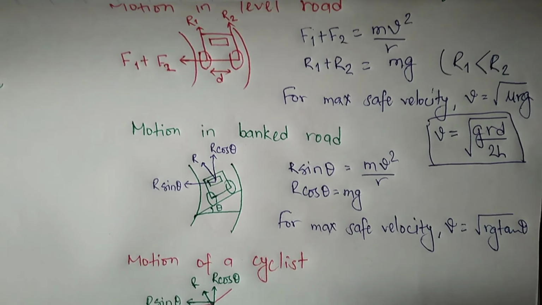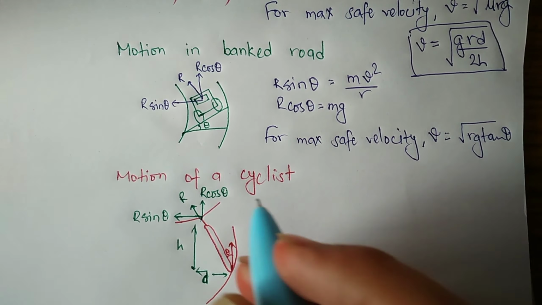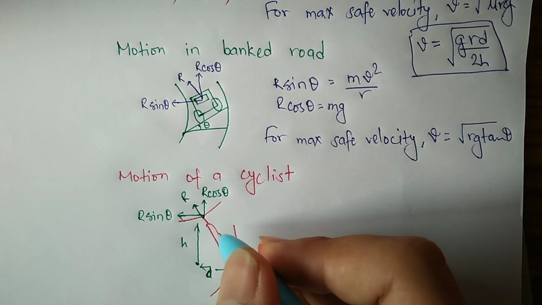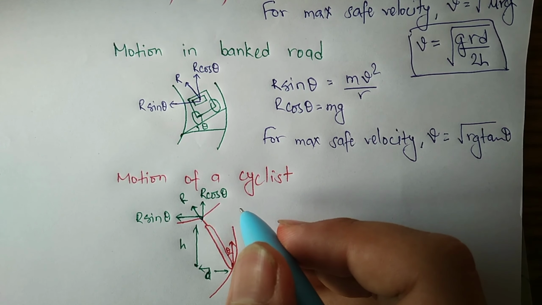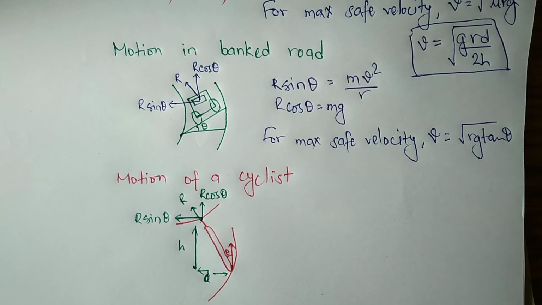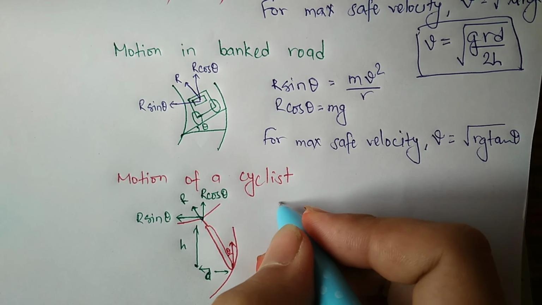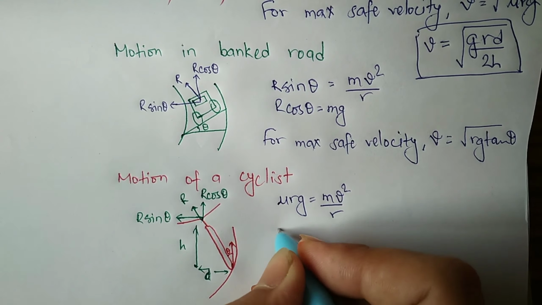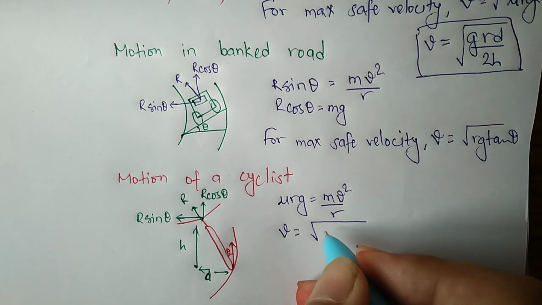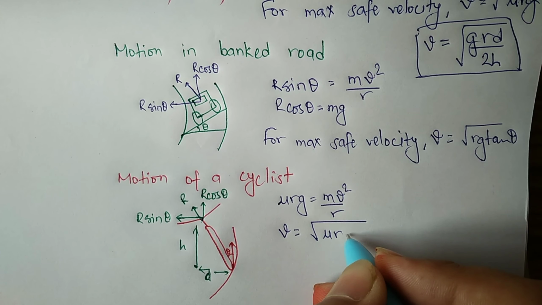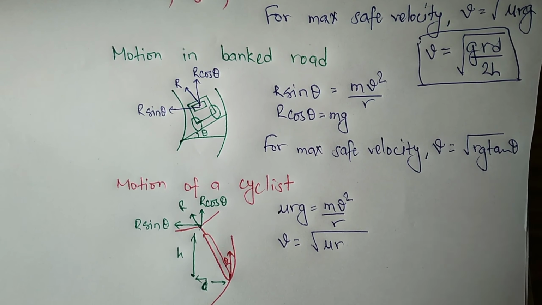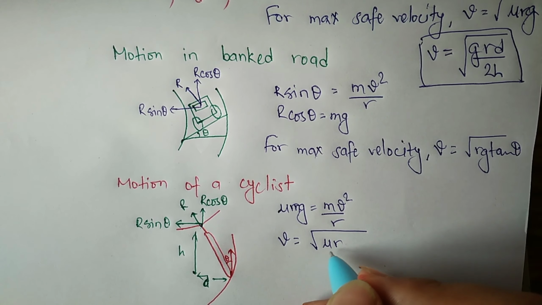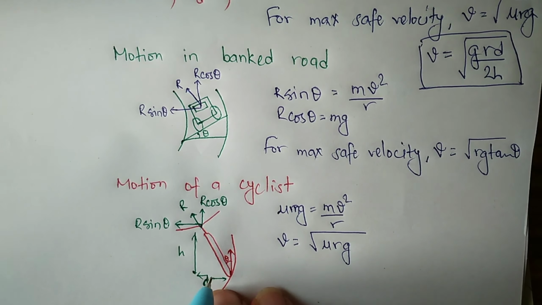Now finally, motion of a cyclist. In this case, the centripetal force is provided by the frictional force. So we can also write mu mg is equal to mv square by r. This will give the relation v is equal to root under mu r g.